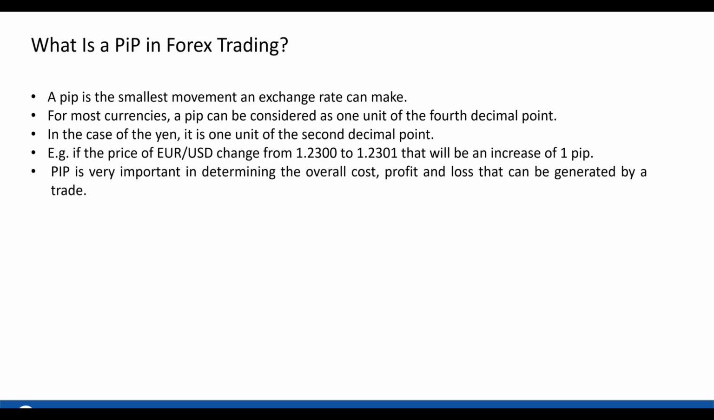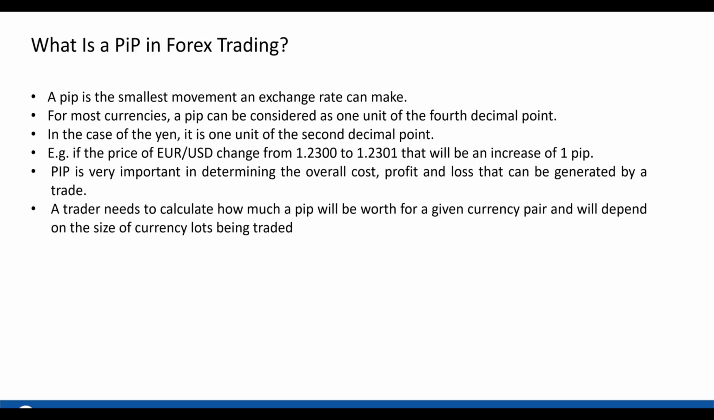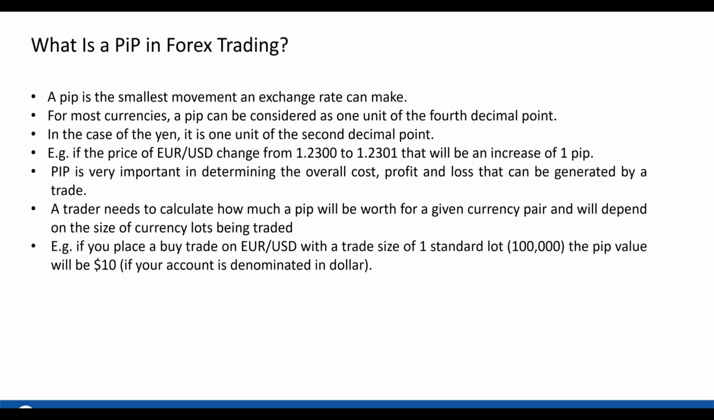Pip is very important in determining the overall cost, profit, and loss that can be generated by a trade. A trader needs to calculate how much a pip will be worth for a given currency pair, and this will depend on the size of currency lots being traded. For example, if you place a buy trade on euro US dollar with a trade size of 1 standard lot, which is 100,000 units, the pip value will be $10 if your account is denominated in dollars. So if the euro US dollar increases by 50 pips, you will gain $500. That's the 50 pips times the $10 per pip.